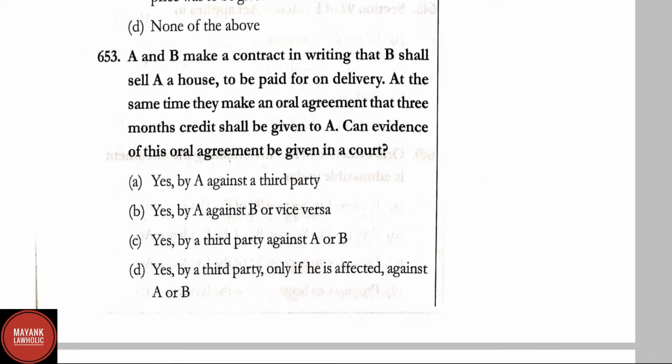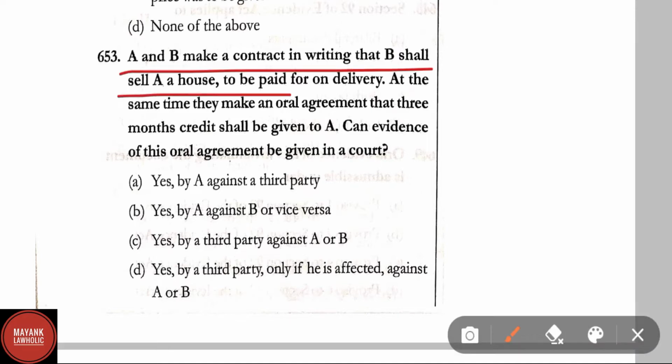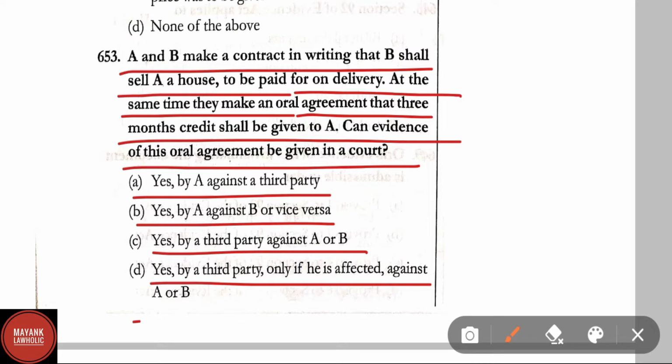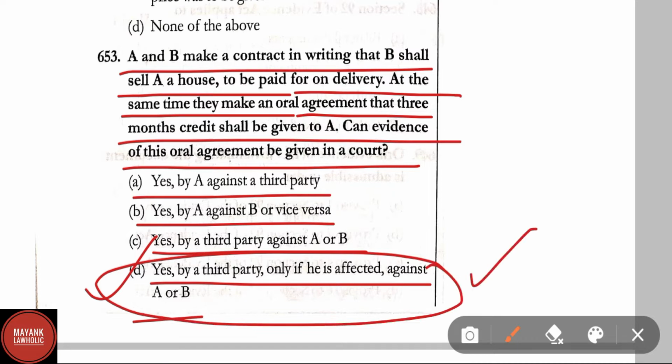Question number 653. A and B make a contract in writing that B shall sell a house to A, to be paid for on delivery. At the same time, they make an oral agreement that 3 months credit shall be given to A. Can evidence of this oral agreement be given in court? Option A, yes by A against the third party. B, yes by A against B or vice versa. C, yes by a third party against A or B. D, yes by a third party only if he is affected against A or B. Here correct answer is option D, that is yes by third party only if he is affected against A or B.